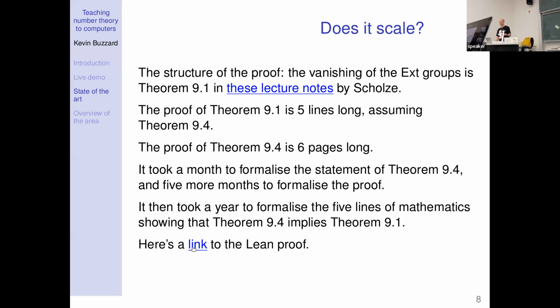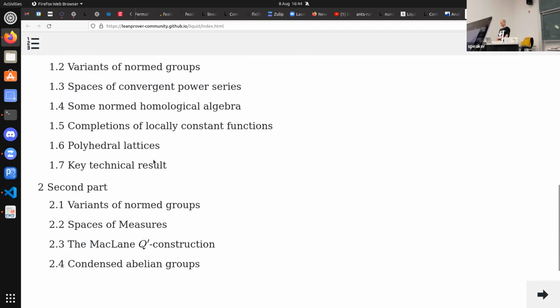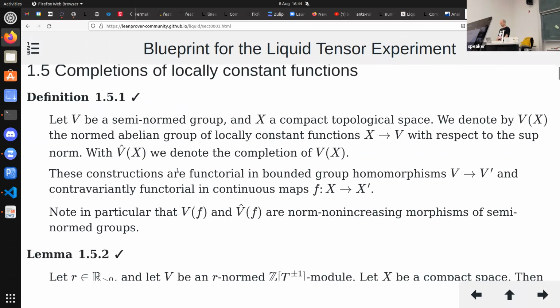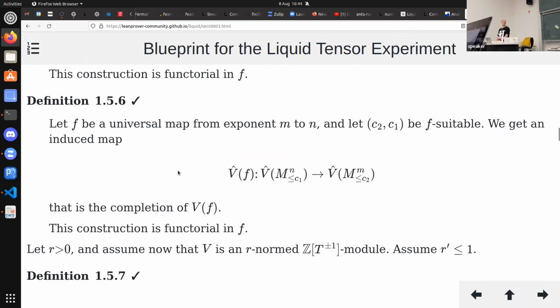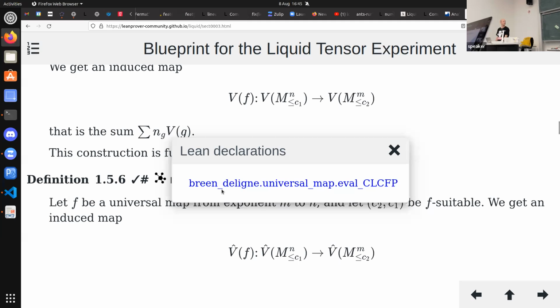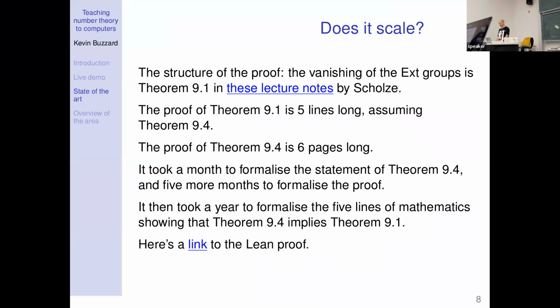I'll talk about various communities in a bit. But here's the blueprint. We rewrote the proof in LaTeX that you could display on the web. And when you look at these things, you can jump to the Lean code as well, and so you can attempt to work out what's going on.